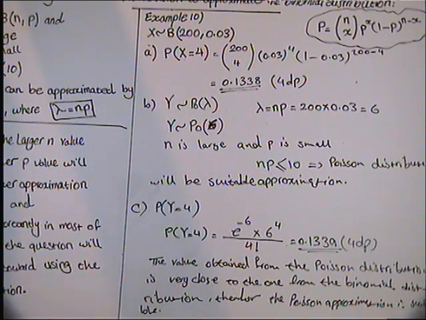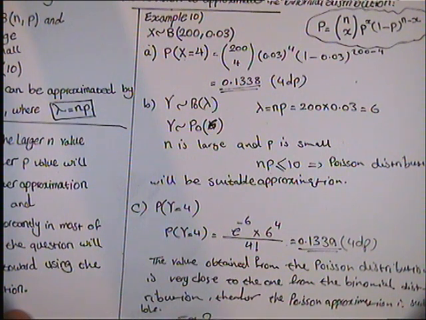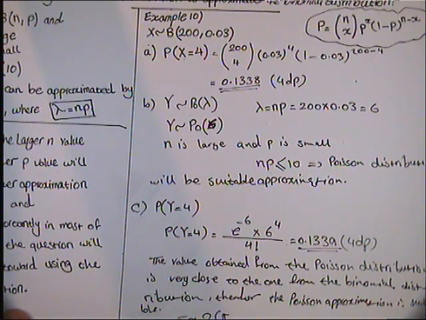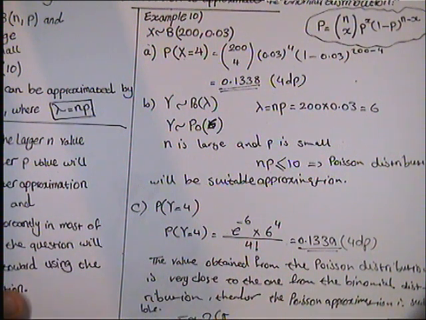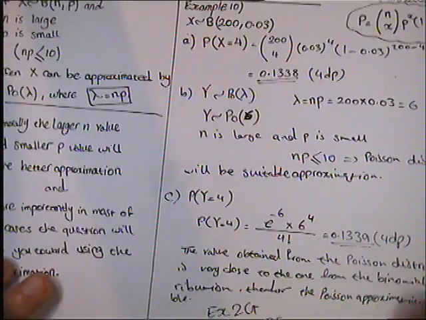So that's the end of the lesson now, and you should be able to do exercise 2G from the textbook, which is pages 36 to 38.